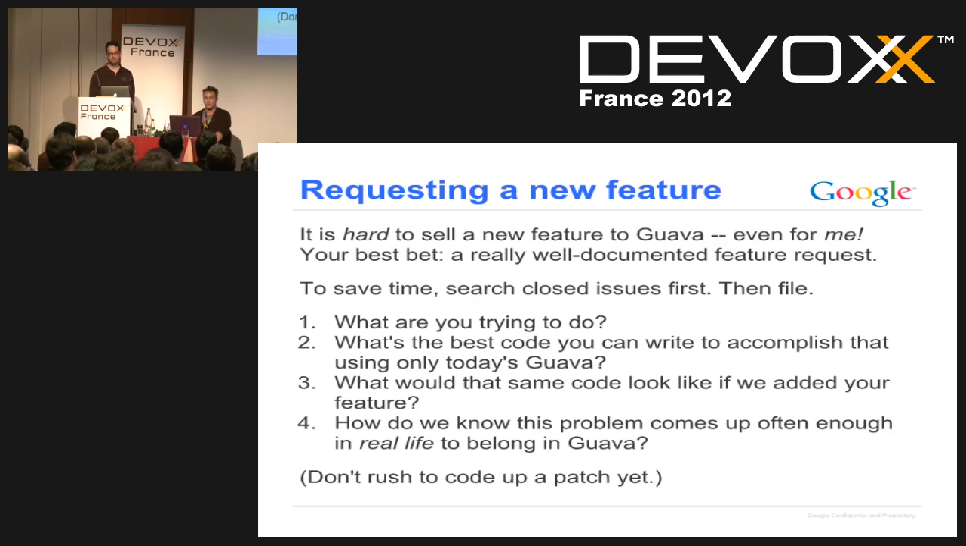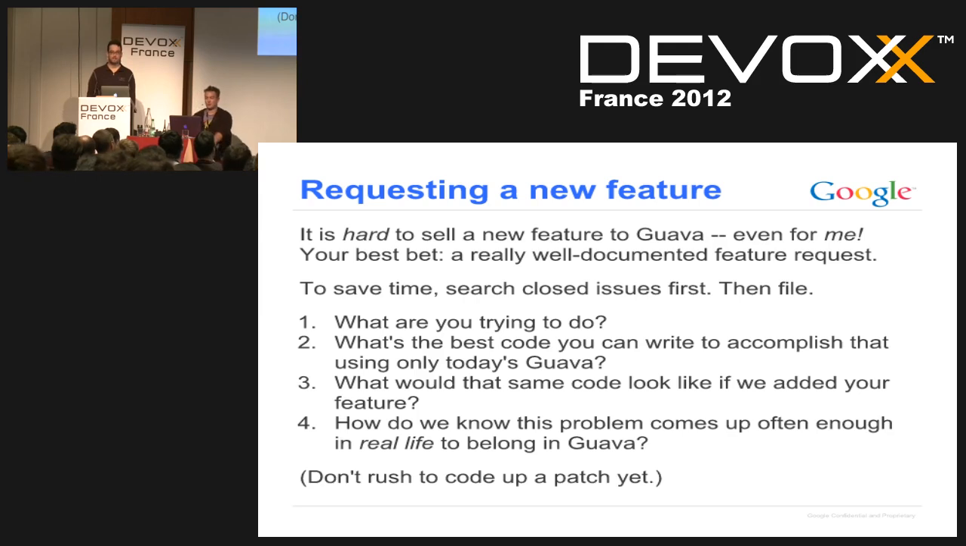If you have such an idea, we really would encourage you to file a feature request. It's always a good idea to search the closed ones first, but if you file one that's a duplicate, we're not going to yell at you. It happens. Not a big deal. And here is the secret magical guide to how to convince us that your feature is a good one.